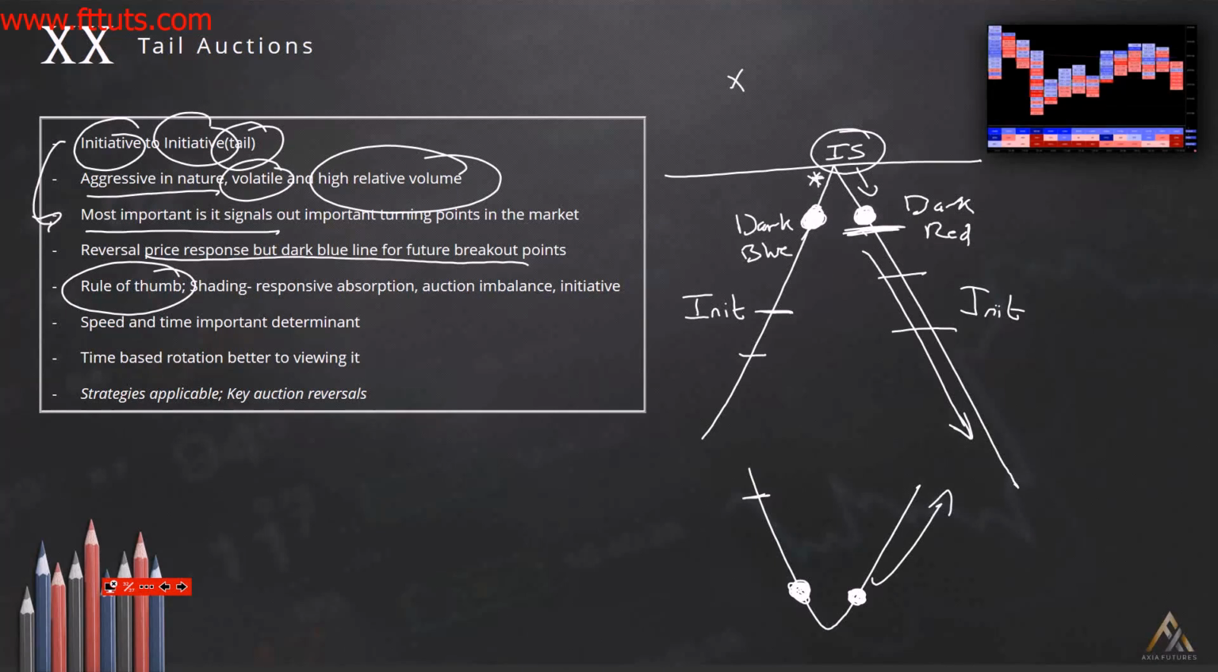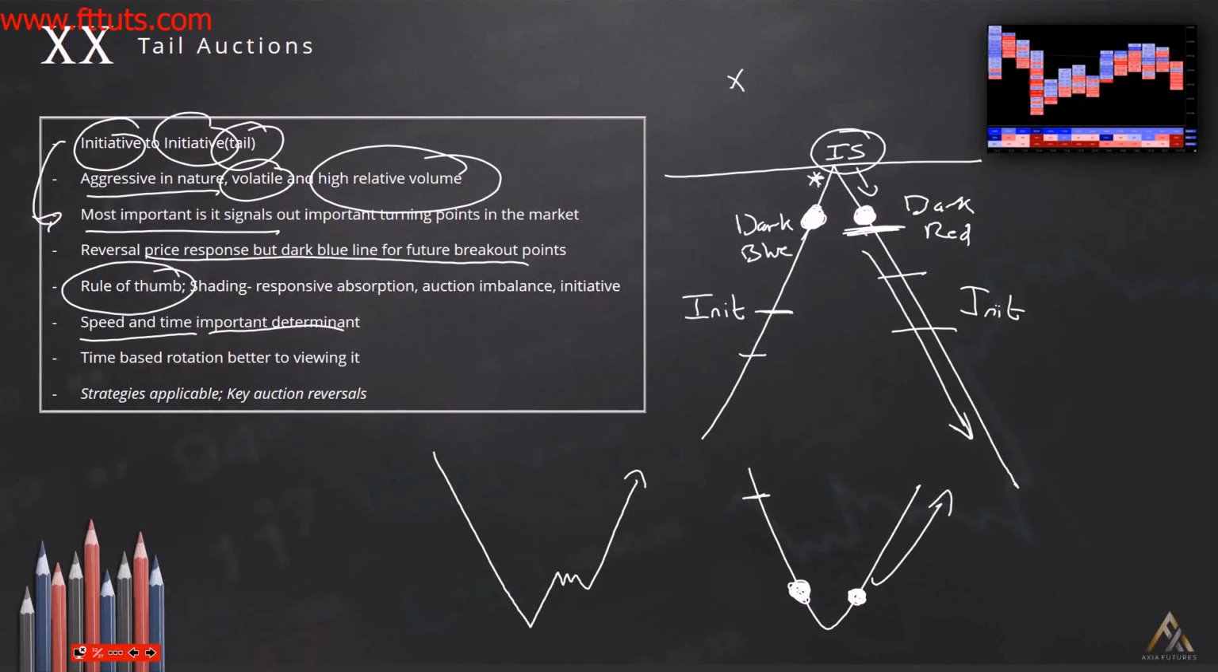Now note, speed and time is a very important determinant for this strategy for obvious reasons. We need to see rejection. Initiative by the very definition shows us very strong bias in one direction or the other, so time is an important way to measure how strong this buying in the opposite direction is. So we do pay close attention to speed and time. Do note sometimes the strategy can look a little bit something like this.